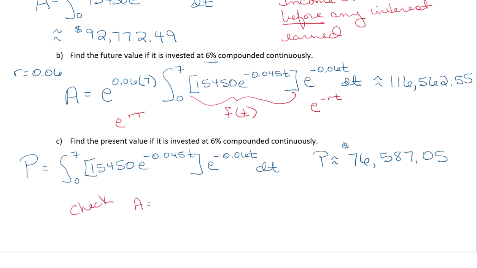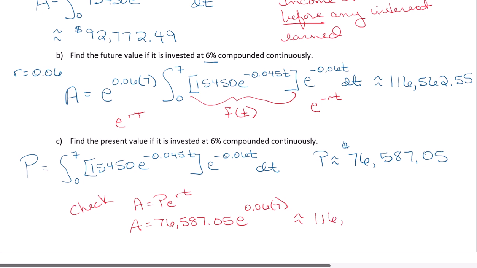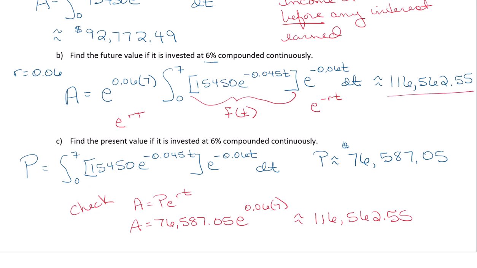So let's check that. What would be our account balance using our PERT formula if we deposited $76,587.05 continuously at 6% interest for 7 years? Plug that into our calculator and we get approximately $116,562.55.